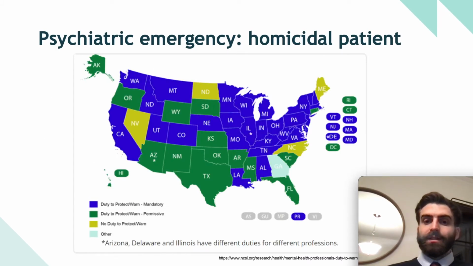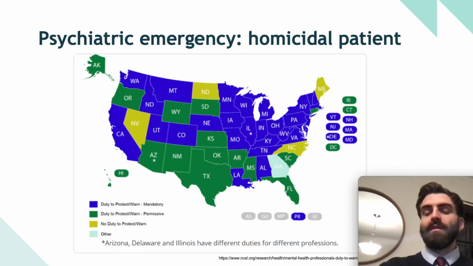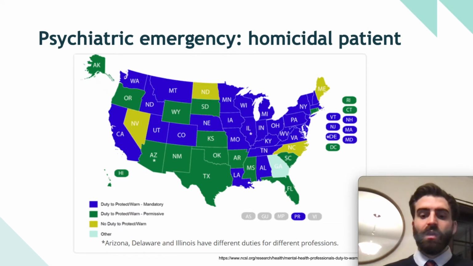So depending on what state you're practicing in, some states have mandatory duty to warn. So if the patient says they're going to hurt someone else, you have to warn that other person. Depending on the state you live in, the laws vary, and some states don't have duties to warn.